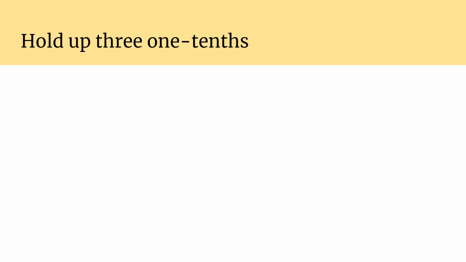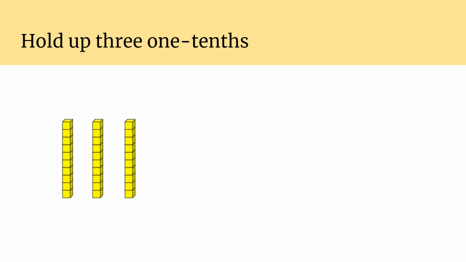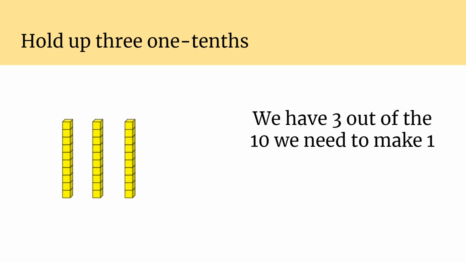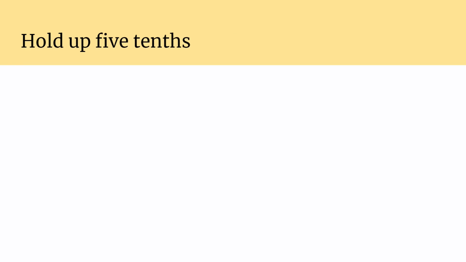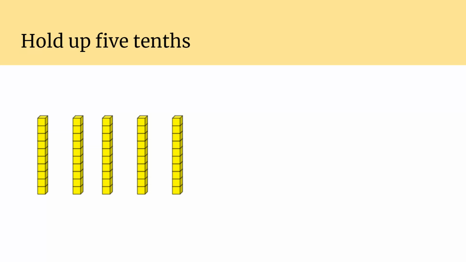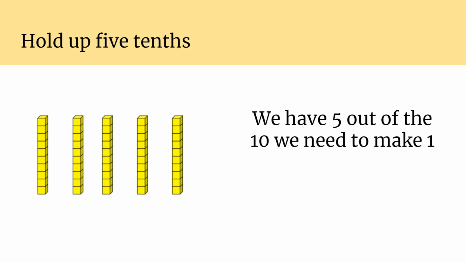Use your base 10 blocks to represent 3 1/10ths. There's 3 1/10ths. We have 3 out of the 10 we need to make the whole 1. We can represent that as 3 out of the 10 we need to make the whole thing. Now display 5/10ths. Here's 5/10ths. So we have 5 out of the 10 that we need to make the 1. And we can represent that as 5 out of the 10.